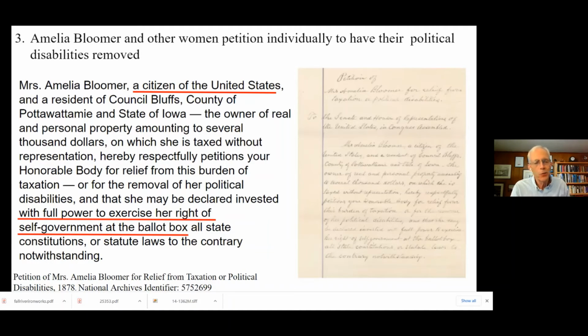Yeah, no taxation without representation. Hey, if that argument was so valid for 1776, why not 1876? And if that argument was so valid for men, why not for women? And so you get that.